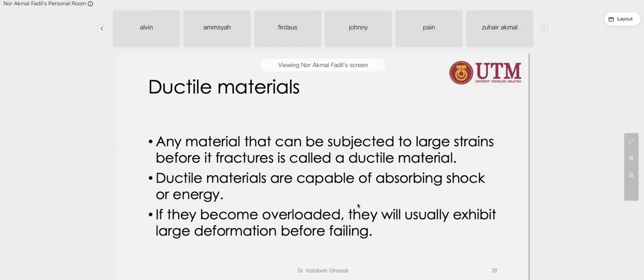What happens if you choose a brittle material? You don't see the deformation. Suddenly it breaks without any warning because of the overloading. But if your material has a sufficient amount of ductility, you can see the deformation, and it's a good sign for you to take action. Whether you want to replace or stop using it, you can replace the component to ensure that the structure or your machine works properly. So you can avoid the accident.